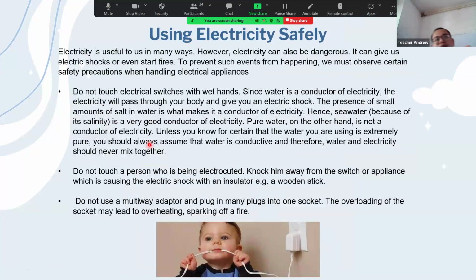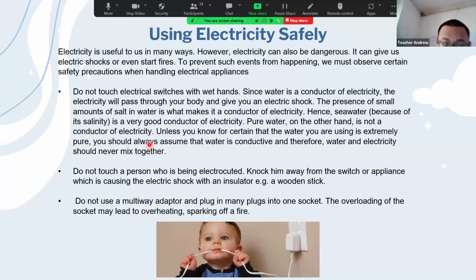Now, after talking about conductors and insulators, we know that conductors are metals like iron, steel, carbon, and water. Insulators are rubber, plastic, and wood. So how can we use this electricity safely? All right. I know that electricity is useful to us in many ways. However, it can be very dangerous. It can give us a shock or even start a fire. So to prevent this from happening, we must observe certain safety precautions when handling these appliances.